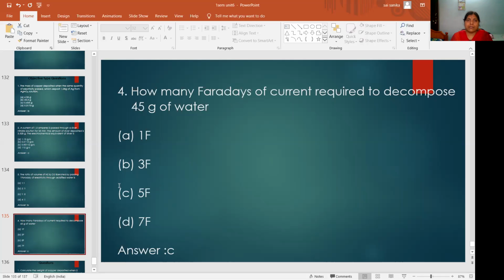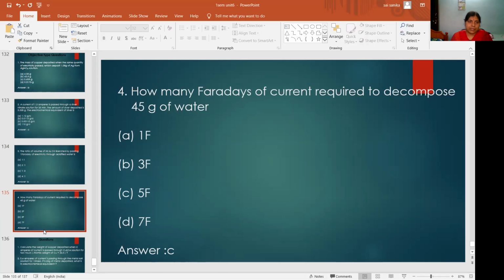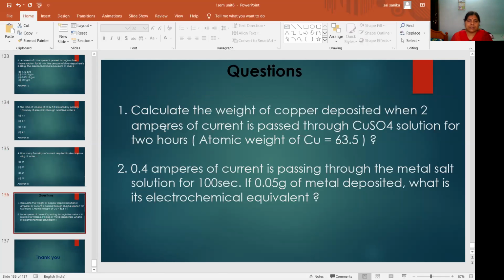So 5 Faradays. One mole of water is 18 grams, so 5 Faradays of electricity is required to decompose 45 grams of water. So the answer is C. Then, next, coming to the questions.